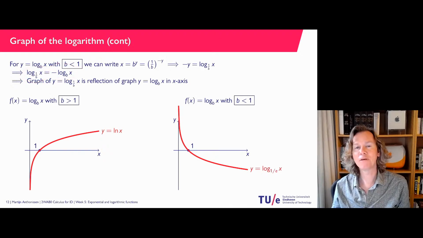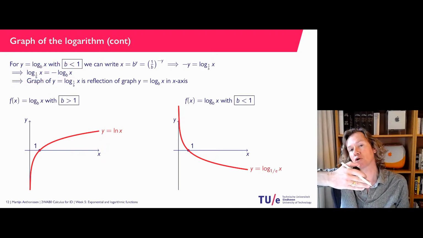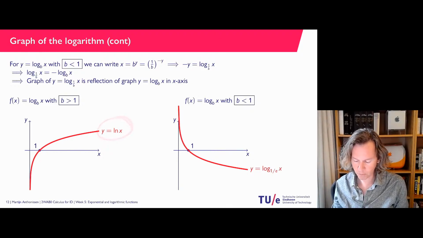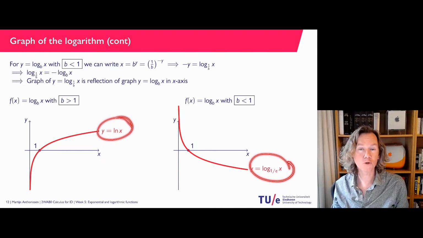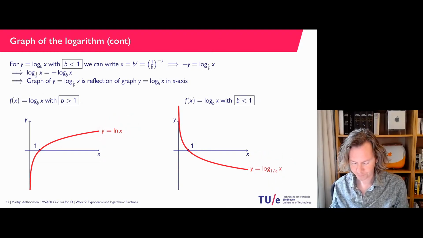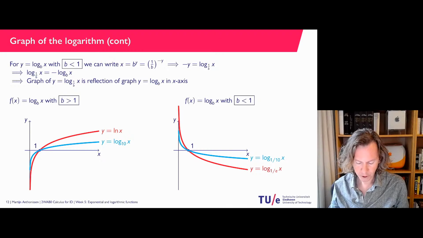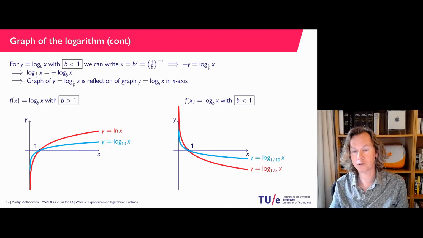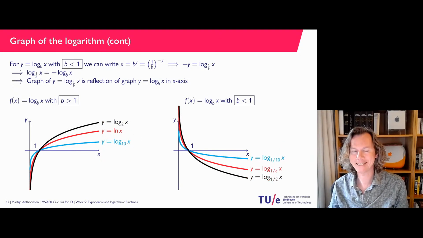What does that mean? It means that you mirror the graph in the horizontal axis, as you see in the picture here. Here is the natural logarithm, and here is the log with base 1 over e. Here is the logarithm with base 10, and here it's with base 1 over 10. So if you have a base less than 1, it goes down apparently. Not particularly interesting or relevant.